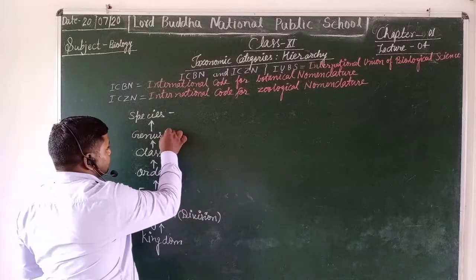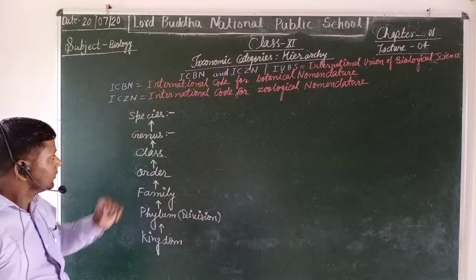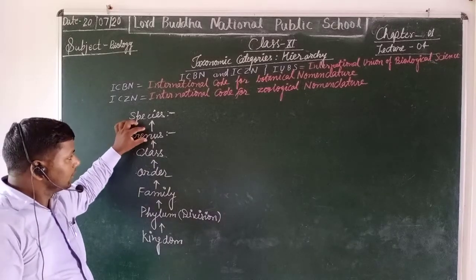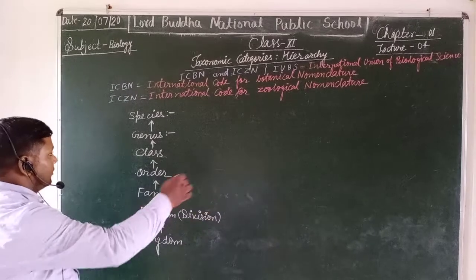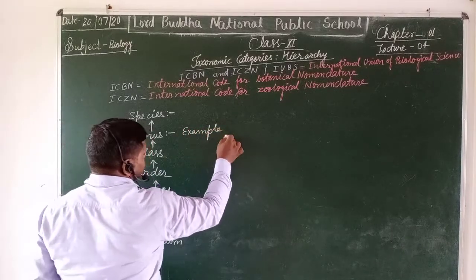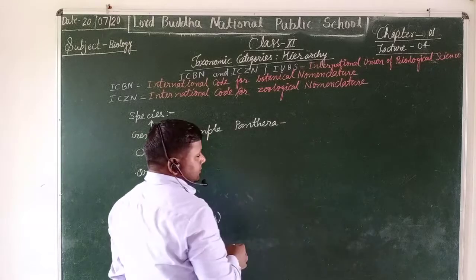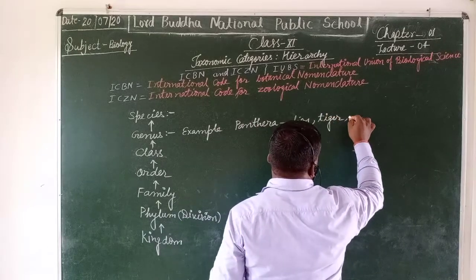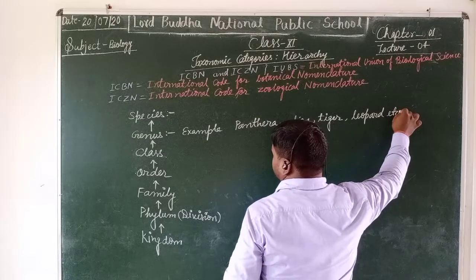Next to the species, a group of more than one species resembling similar characteristics are united together into a particular taxonomic category known as genus. For example, Panthera is the generic name for lion, tiger, leopard, etc.